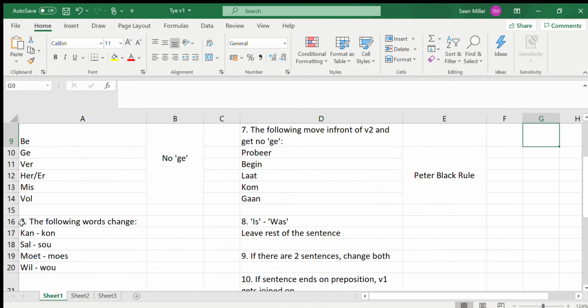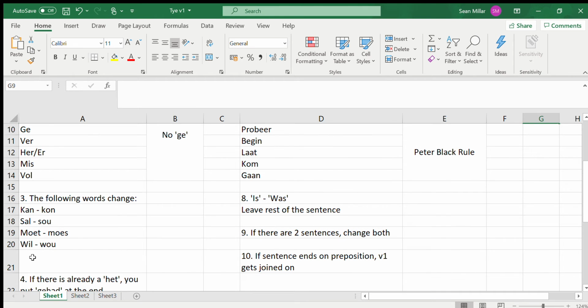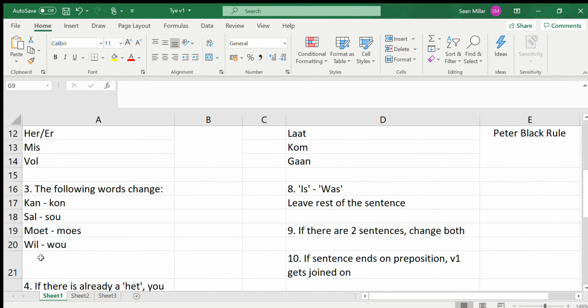Then the third rule is if you see kan, sal, moet, or wil. Another one that they seldom ask is mag, M-A-G. Then the following applies, and please guys, you do not do anything else with the rest of the sentence. So the kan will change to kon, sal to sou, moet to moes, wil to wou, and then the one that I've left out because it doesn't really get tested is mag to mog.